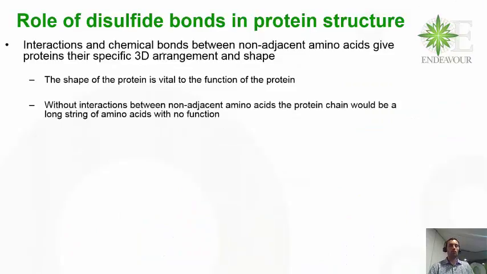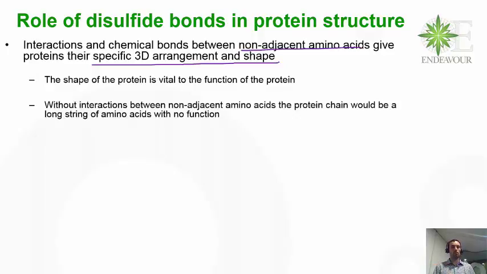So interactions or chemical bonds between non-adjacent amino acids within a protein are the ones that contribute to the shape of the protein and the way it's arranged in space. They're absolutely vital to the way the protein functions, because the protein can't have its specific function if it's the wrong shape. Remember, we talked about the drink bottle example before. It has to have the right shape to behave like a drink bottle. If it was flat, it couldn't do its job. Just like a protein, it needs the right shape to do its job.